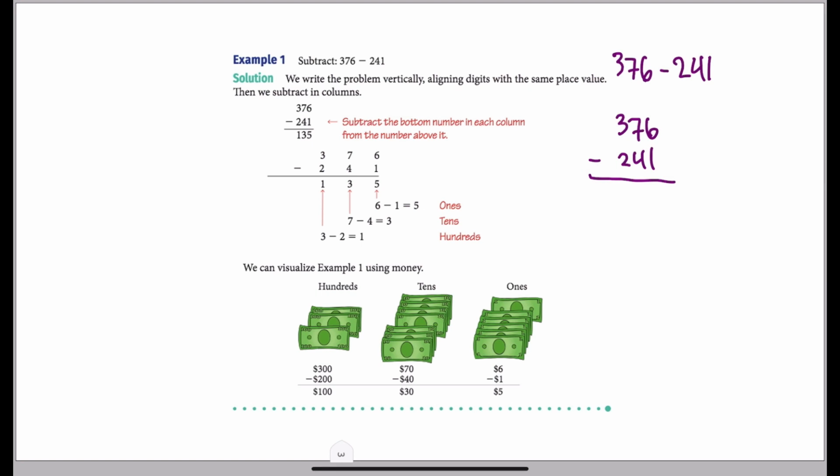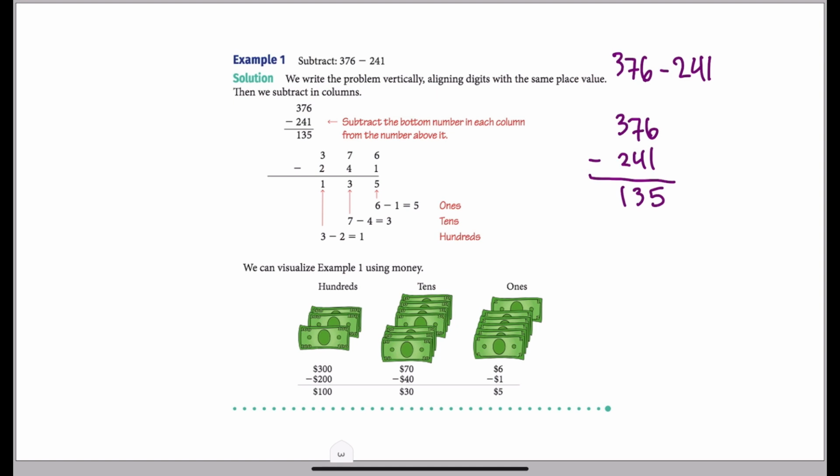So I've got 6 and 1. They're both in the ones place, so I can just subtract them. 6 minus 1 is 5. 7 minus 4 is 3. 3 minus 2 is 1. And there we are. I have 135. That's the difference of 376 and 241.